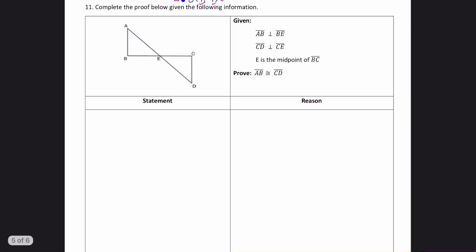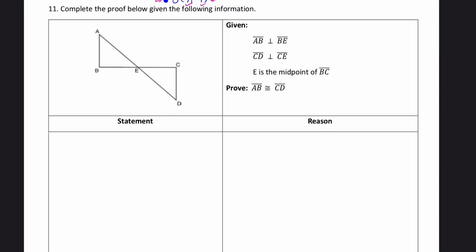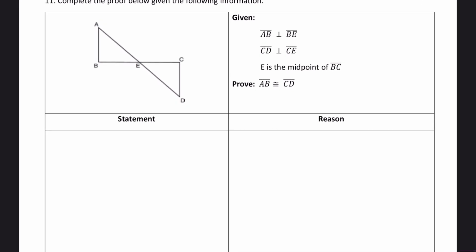Okay, so now I am not to the end of my review sheet, but close. I am going to be doing a proof which is not fill in the blank. I am writing it as I want to write it. And I'm going to start with my first given. So my first given, I want to recognize that it is pretty much the same as my second given. They're both giving me perpendicular lines. The only difference is my first one is talking about AB and BE, so it's showing that this here is a right angle. And my second one is showing that CD is perpendicular to CE, showing that this is a right angle.